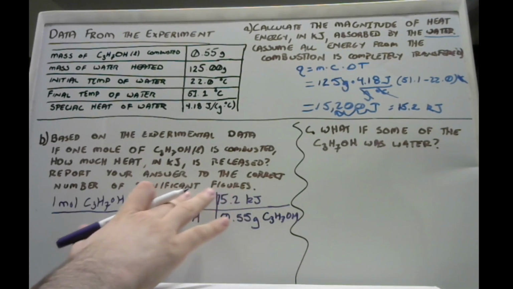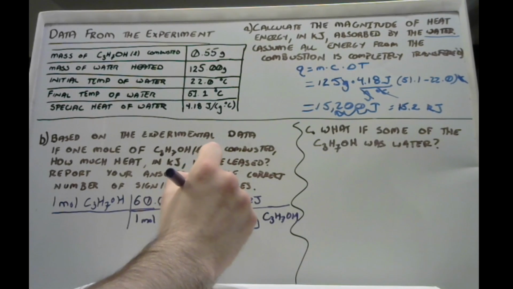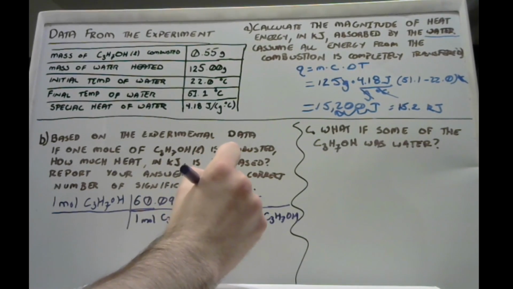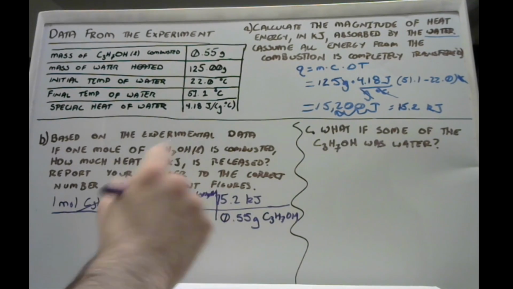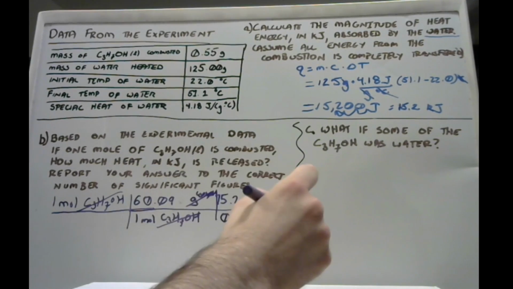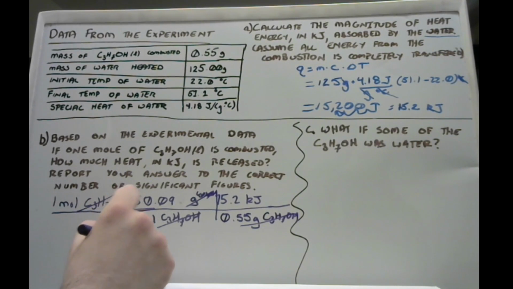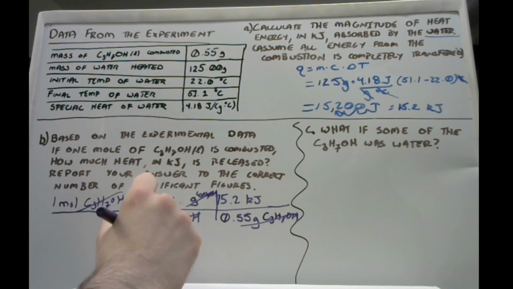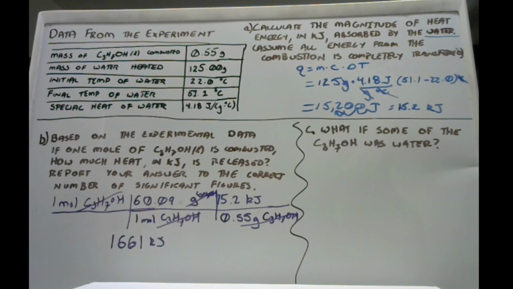Sorry, 60.09 grams of propanol. Cross out, cross out, crosses out, crosses out. That leaves me with kilojoules. Awesome. Multiply my numbers out. I'm going to get 1,661 kilojoules. Now, sig figs.